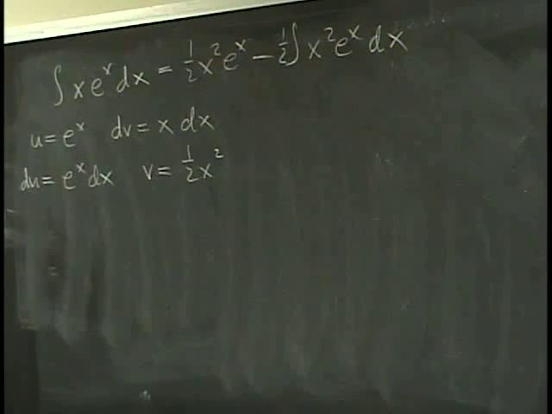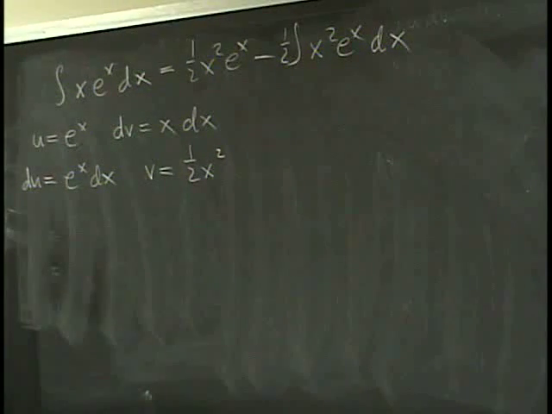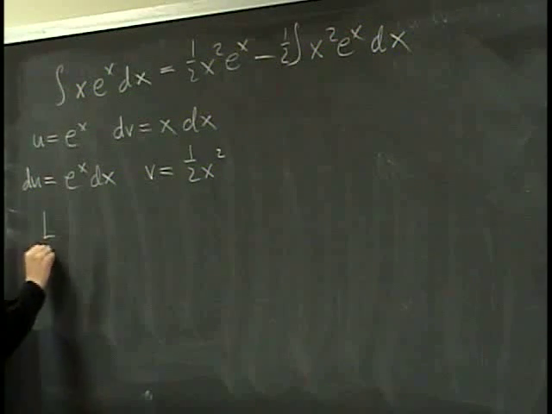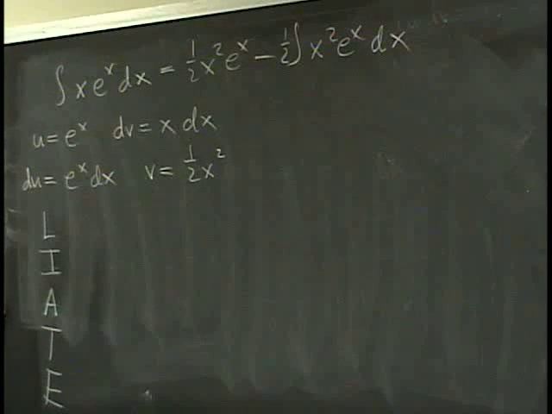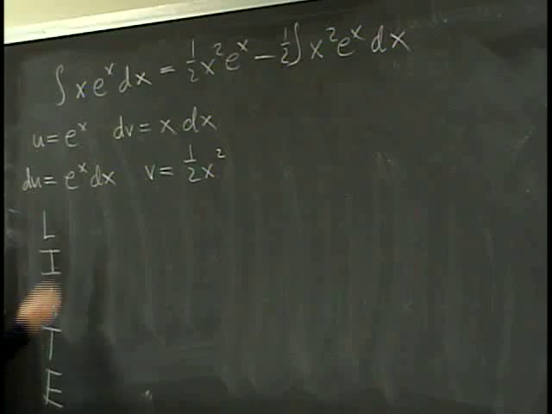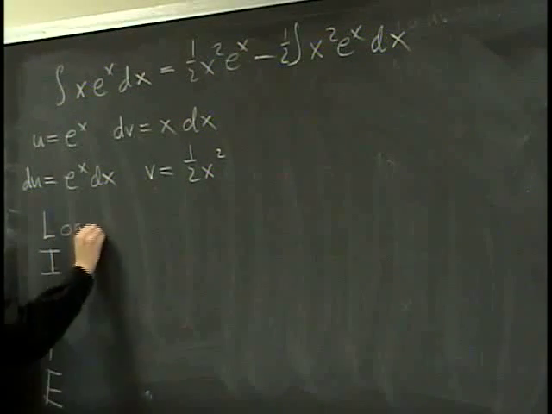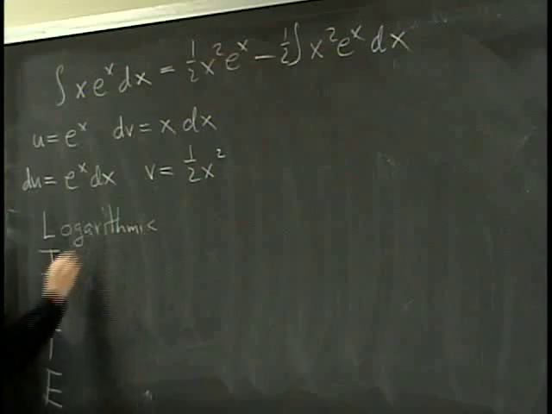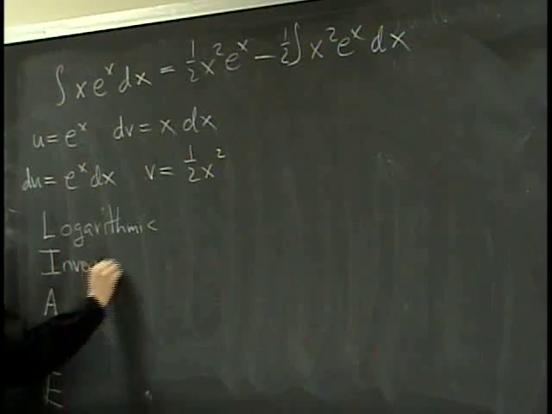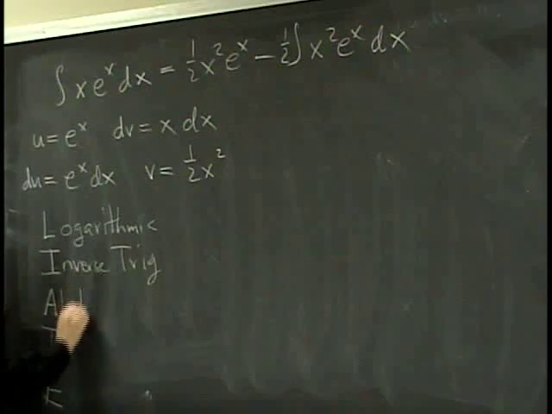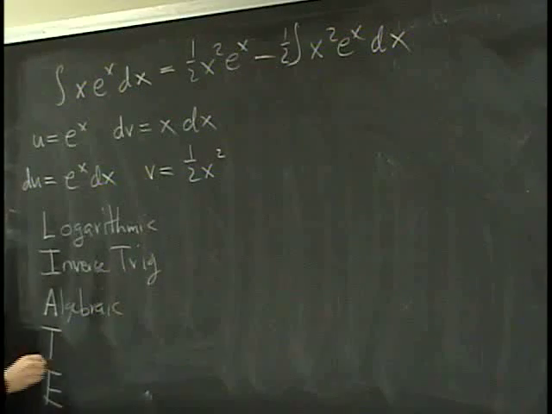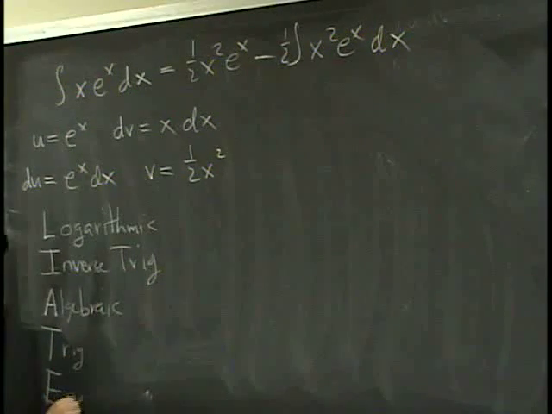So the question is, how can you choose wisely? So here's the acronym, and I would really appreciate if somebody could come up with a better mnemonic for this. This is just a general rule. It's not always going to be true, but it's a good place to start. So L stands for logarithmic, I for inverse trig, right? You think arc sine, arc cosine, these things. A for algebraic, these are like polynomials. T for trig, and E for exponential.